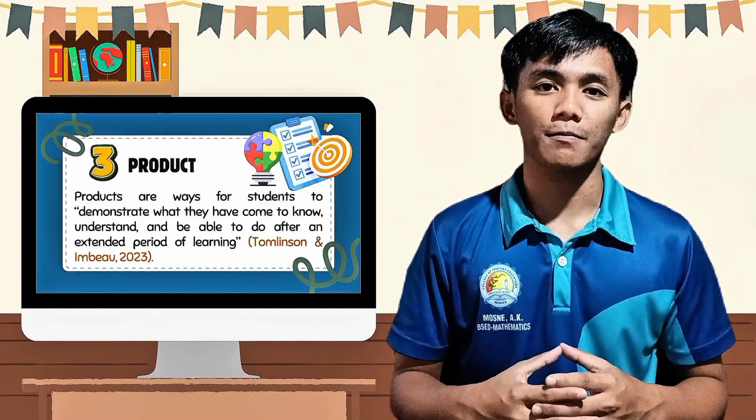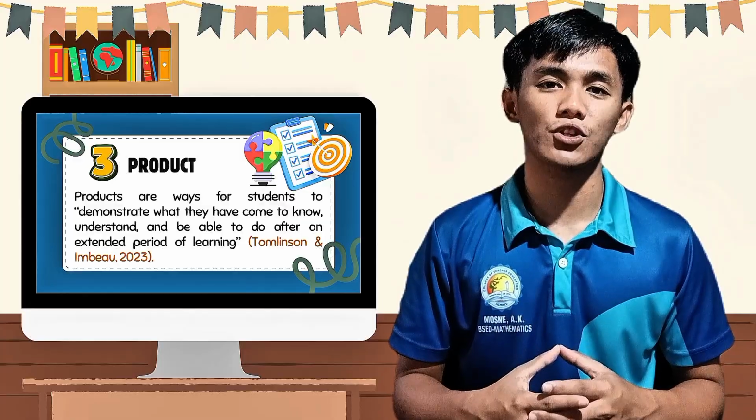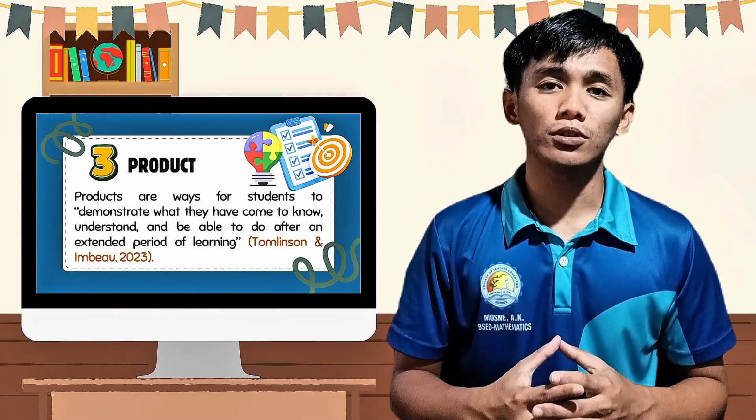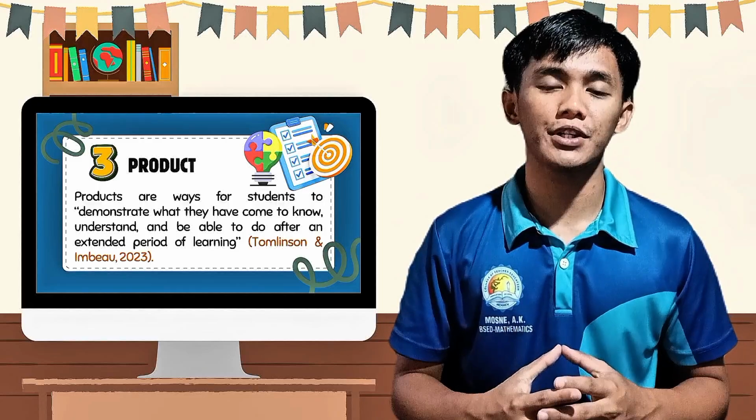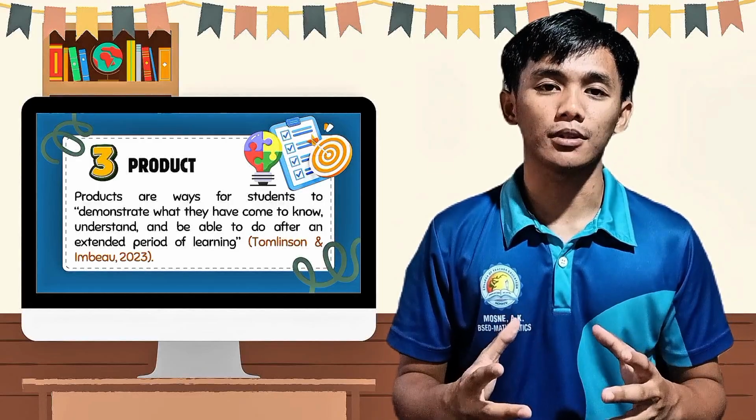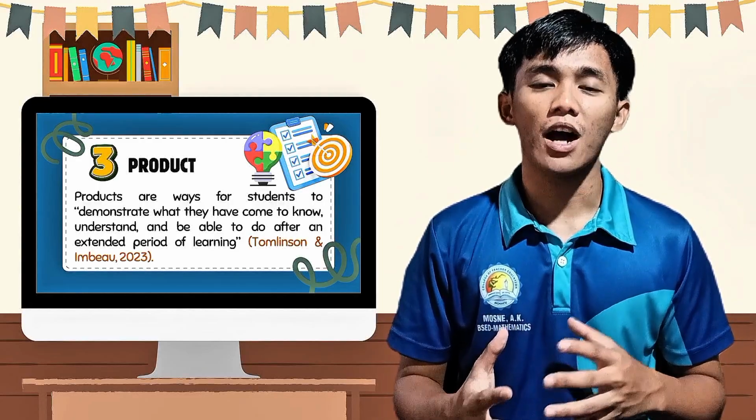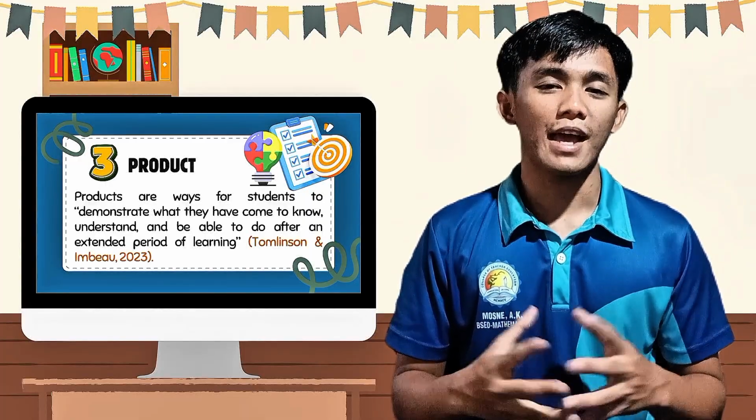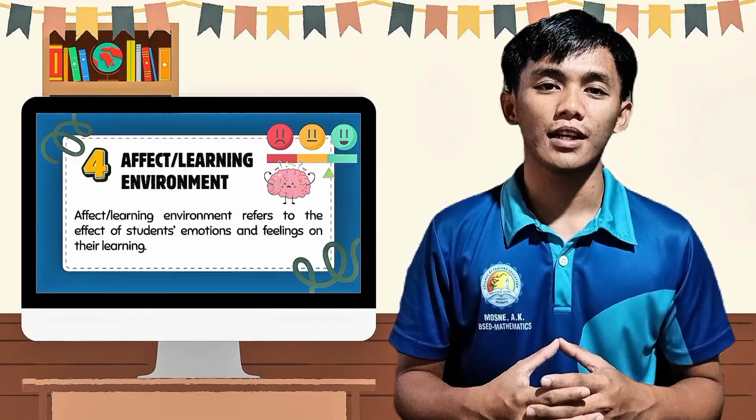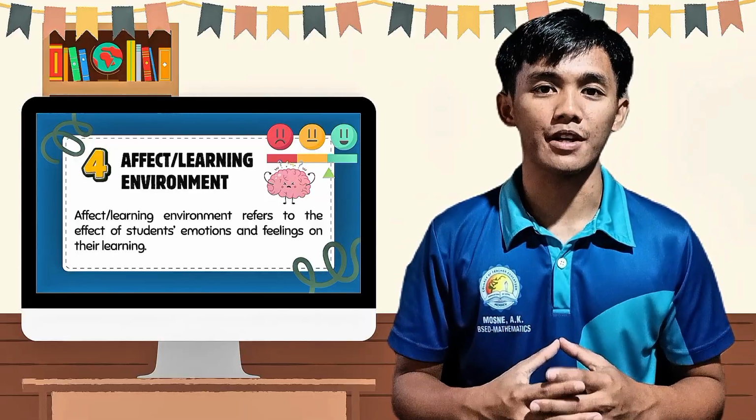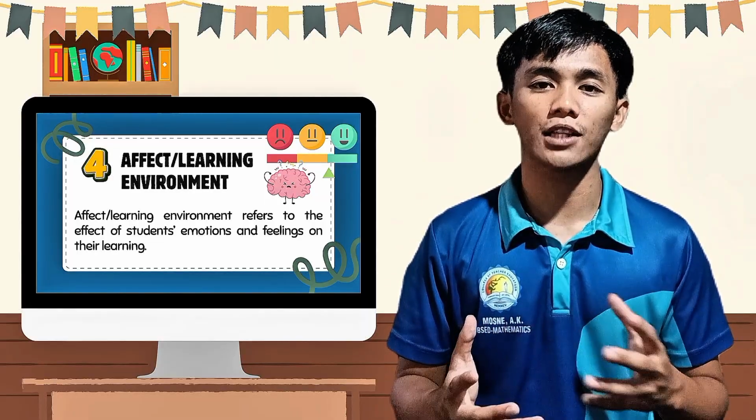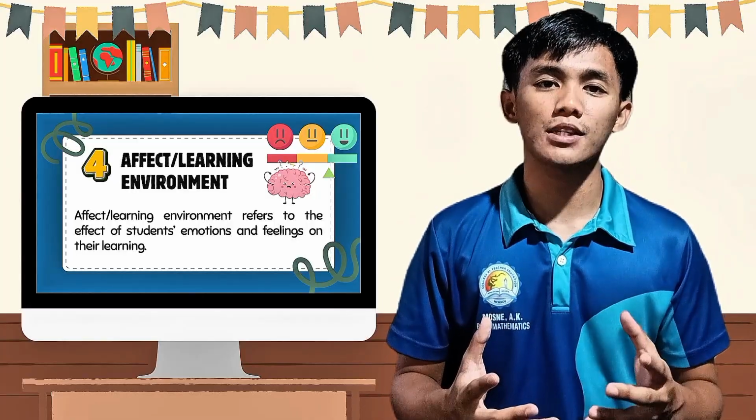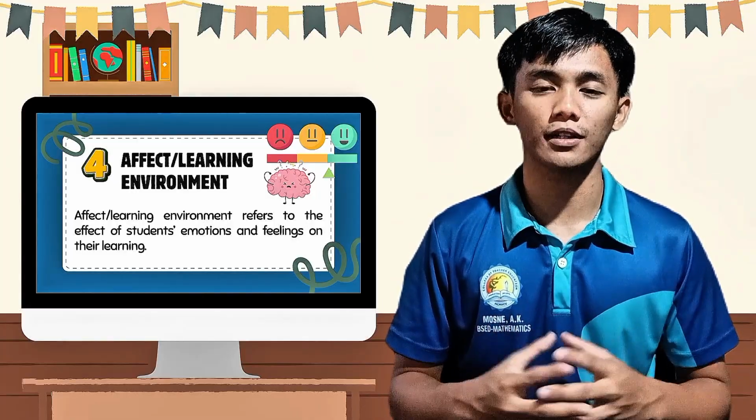Third is product. This is how students demonstrate or show what they come to know, understand, and be able to do after an extended period of learning. For example, some may write essays, others may create projects or perform presentations. And lastly, learning environment. This is the classroom atmosphere, including the students' emotions and comfort. Teachers can adjust seating arrangements, groupings, or classroom norms to support learning.